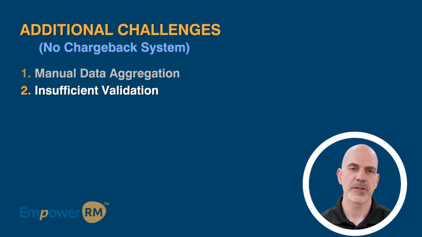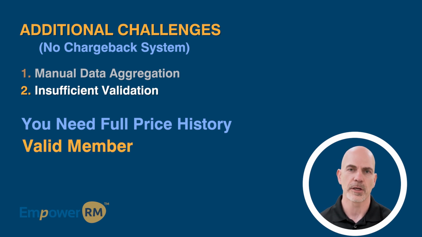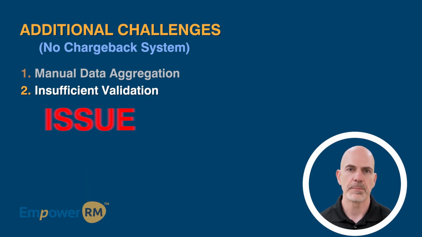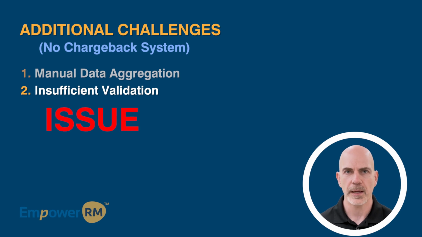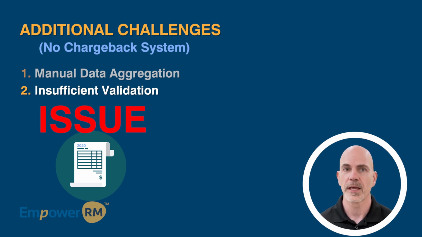Second, we have insufficient validation. Once you have the data aggregated, now you have to properly validate each line to see if there's any discrepancies. In order to do this, you will need full price history on all your contracts along with their membership, and you need to validate the product was sold to a valid member at the correct price for that specific invoice date. This becomes an even bigger issue when you receive chargeback lines related to older invoices and can't easily determine what the correct price or membership was at that time.